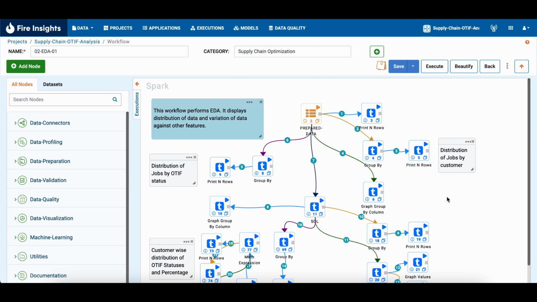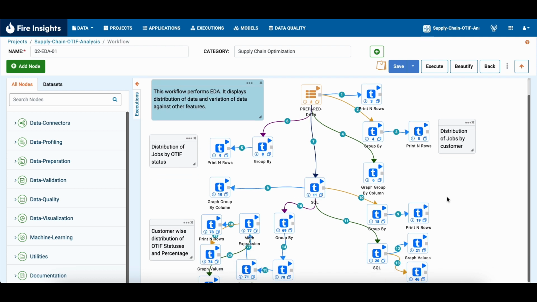In this video, we will take a look at our second workflow, our exploratory data analysis. In this workflow, we will aim to get a better understanding of our data before we move on to our modeling stages. One note is that our data has already been prepared. Please check out our previous video to see how the data was prepared.